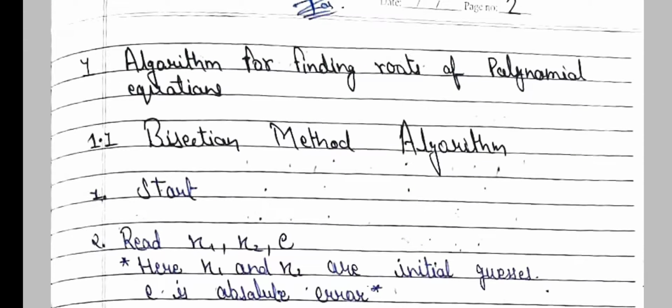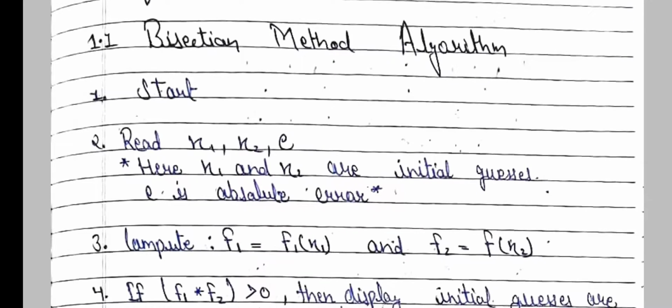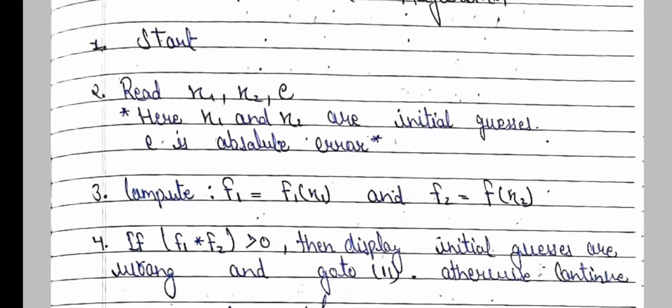First of all, what is the bisection method? The bisection method is a root finding method that is applied to any continuous function. Basically, it requires two initial guesses, we can say x1 and x2. It requires an absolute error that we have to give, for example 0.0001, and it is known as the interval halving method because its formula is (a plus b) by 2, or you can say (x1 plus x2) by 2. Basically, it halves the interval, so it is known as the interval halving method.